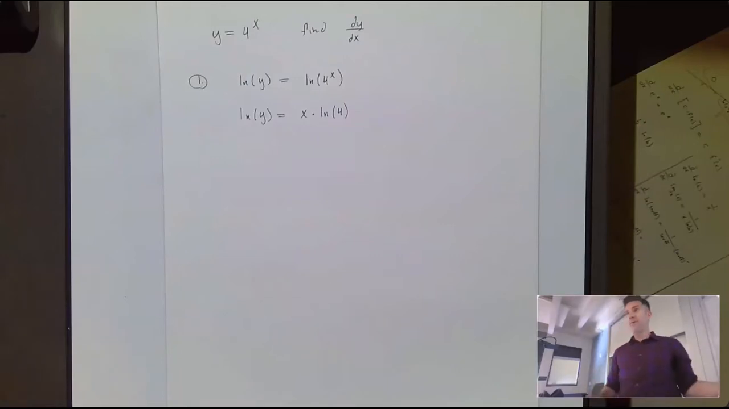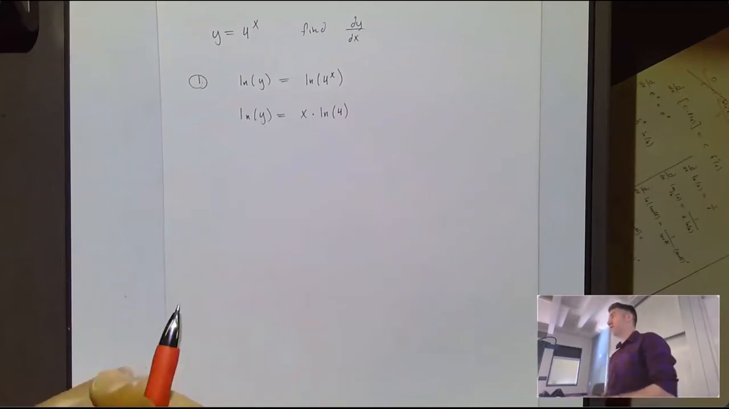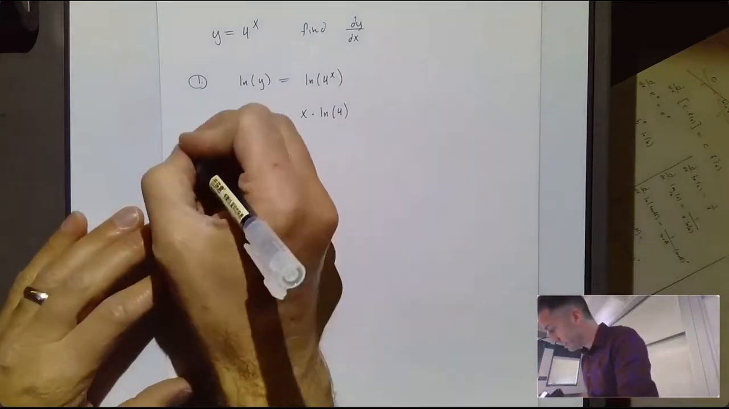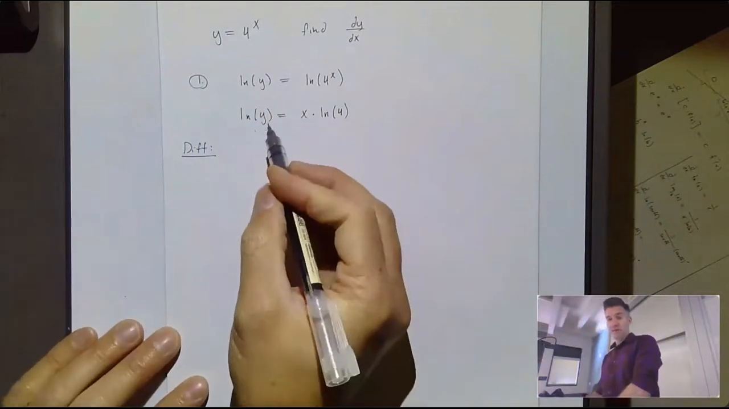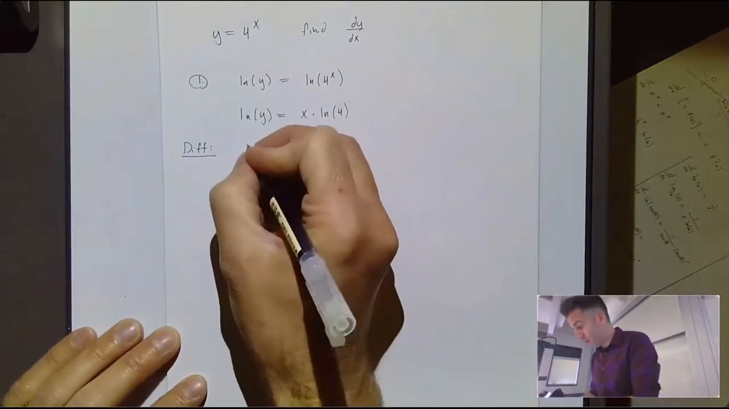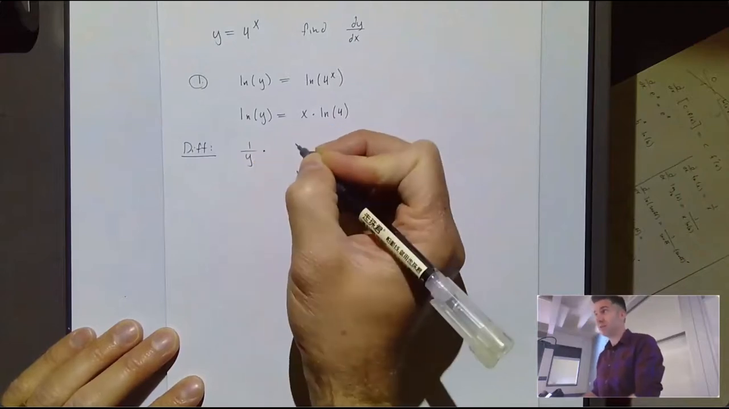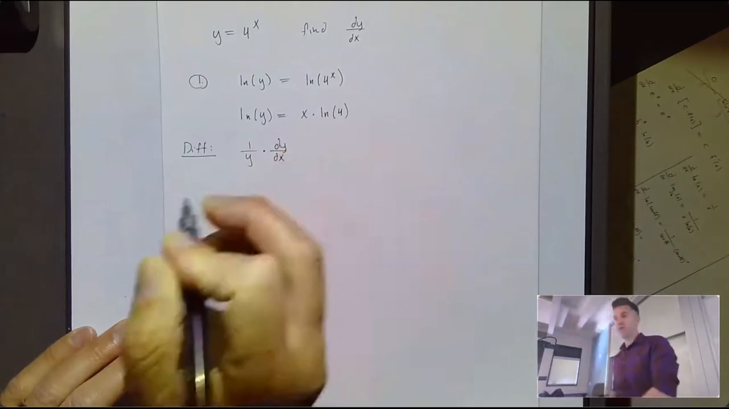So let me ask everybody, what's the derivative of the natural log of some stuff? You don't have to say it, but you should think about what it is. So we're differentiating both sides, and the derivative of the natural log of some stuff is 1 over the stuff times the derivative of the stuff.